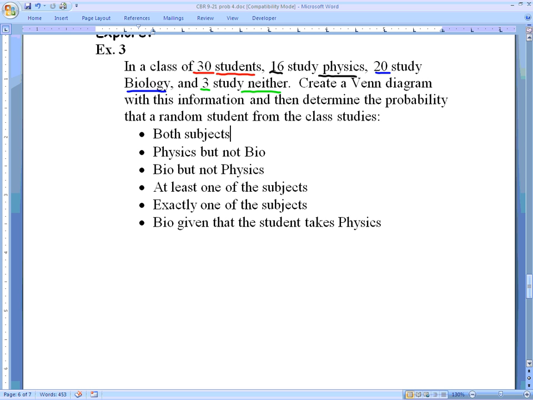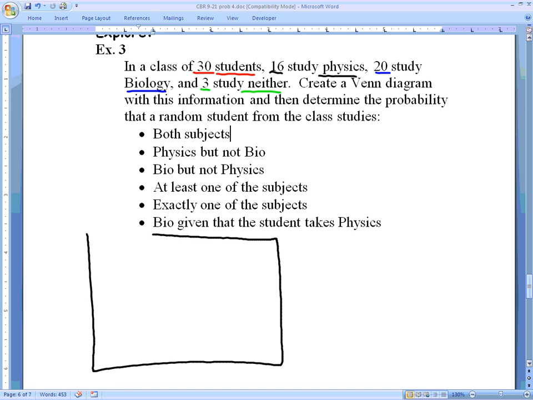So I'm going to start off with my universe. Now, it might seem like you don't need to draw this. You do, absolutely. You'll lose points on the IB test if you don't draw the universe. So universe, label it with a U outside the box. It doesn't have to be in the upper left corner, but anywhere outside the box. And we know that that's all 30 students.